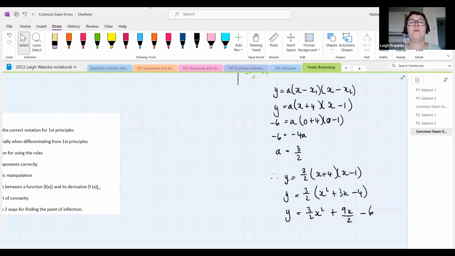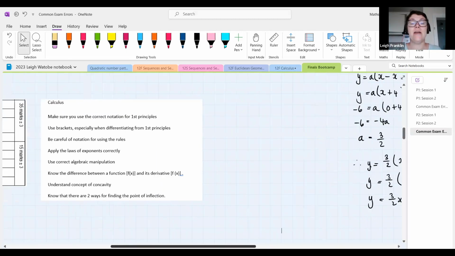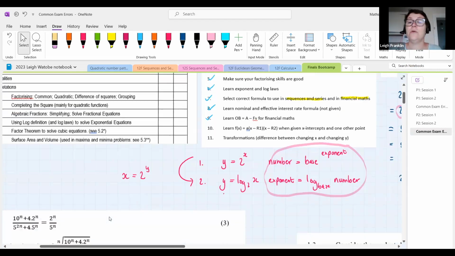Gosh, I can't believe how quickly the time goes. Can you guys believe it's already 20 past 4? It's crazy.